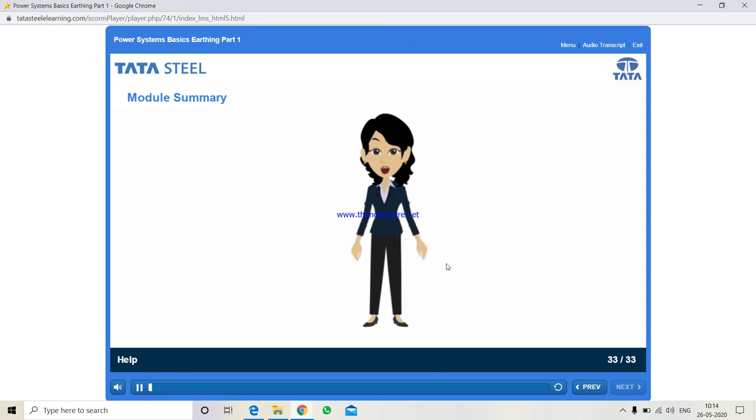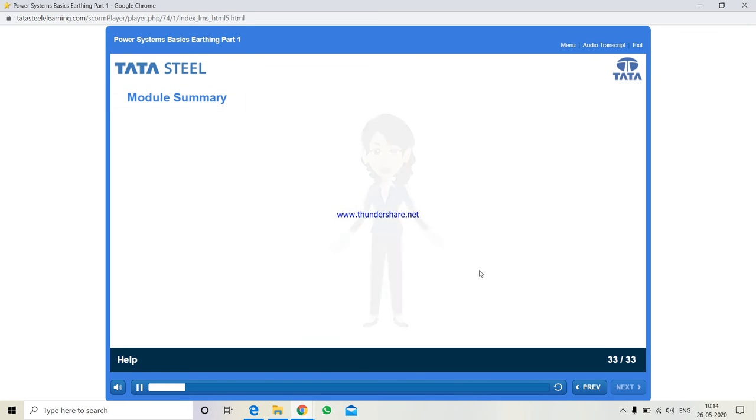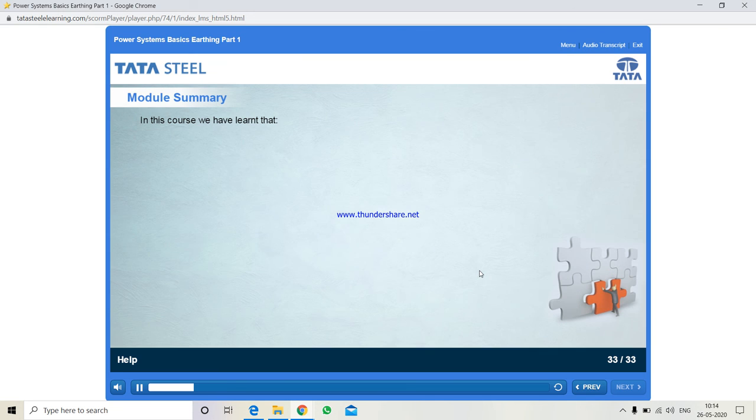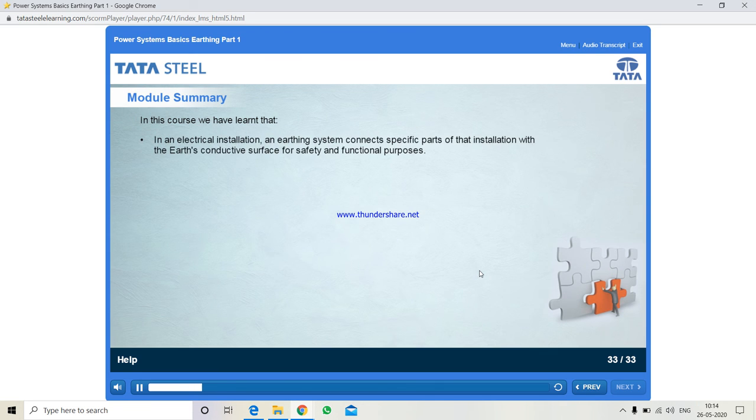We have come to the end of the first module of Power System Basics, Earthing. Here is a quick recap of the key points discussed in this module. In this module, we have learned that in an electrical installation, an earthing system connects specific parts of that installation with the Earth's conductive surface for safety and functional purposes.